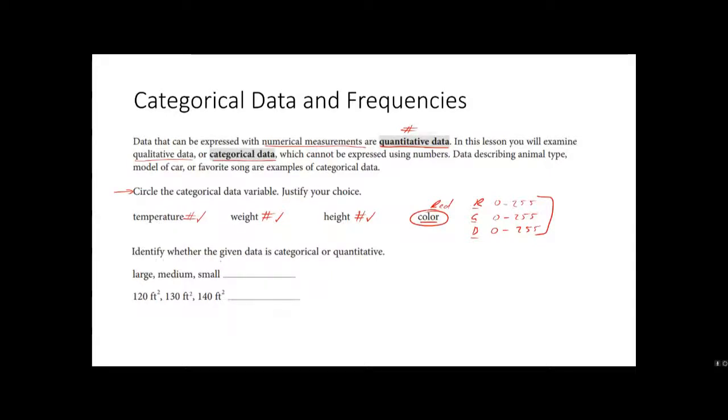Identify whether data is categorical or quantitative. Large, medium, small. Are there numbers involved? No numbers. So I'm going to say categorical, because I don't have any numbers or sense of numbers. Now, do we see numbers here? Yep. So this is definitely quantitative. In fact, Algebra 1 is actually starting quantitative reasoning with mathematics. So that's the evolution, if you will, of your learning.